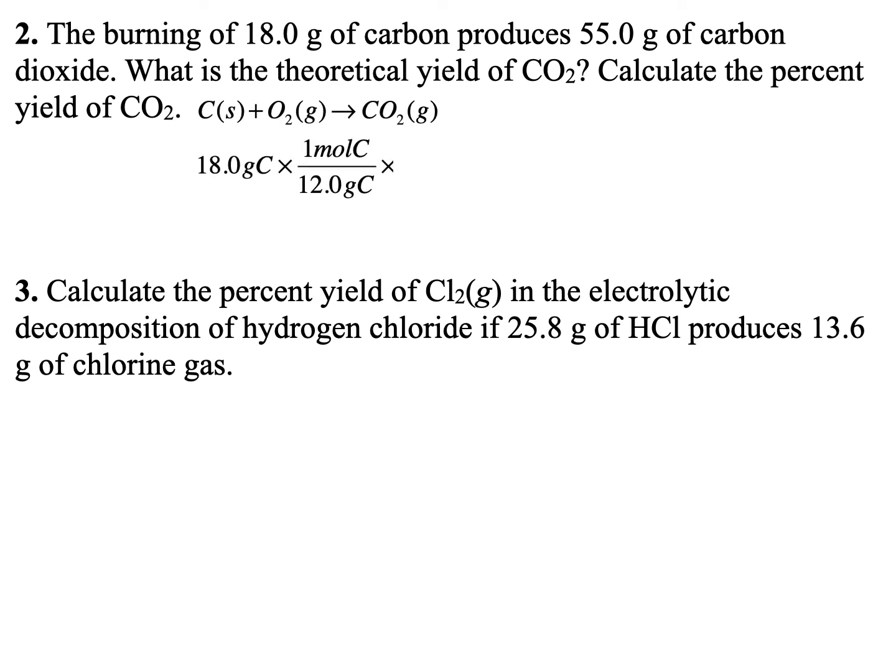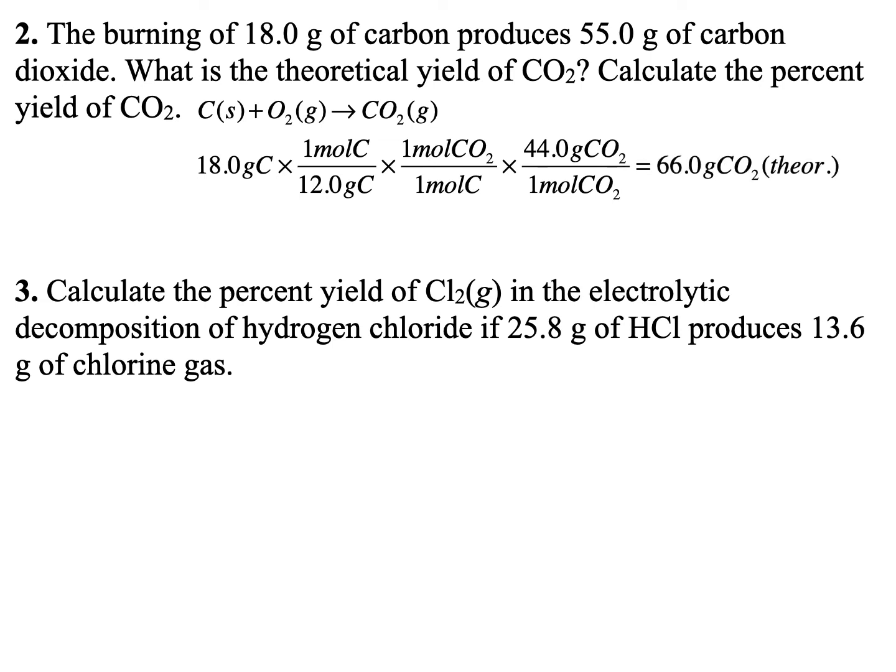Then we're going to use our mole ratio of 1 mole of carbon dioxide over 1 mole of carbon from the balanced equation. And we're going to use the 44.0 grams of carbon dioxide, which we've calculated before as the molar mass. Now when we do the math, 18 times 44 divided by 12 gives us a theoretical yield of 66.0 grams of carbon dioxide. Whenever you're doing stoichiometry, that's theoretical.